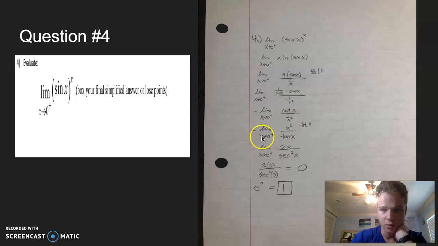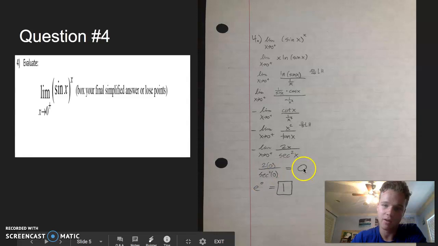And then I once again plugged in 0 for this limit, and I got 0 over 0. So I also used L'Hopital's rule once again, and found the derivative of the numerator to be 2x, and the derivative of the denominator to be secant squared x. And finally, I can plug in the values, and I get an answer of 0. But that's not the end, because remember when we took the ln in the beginning, that means we have to put e to the power of this. So e to the 0, and then that's the final answer, which ends up to be 1.